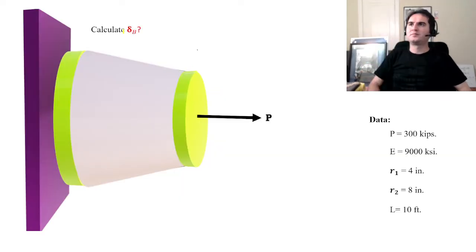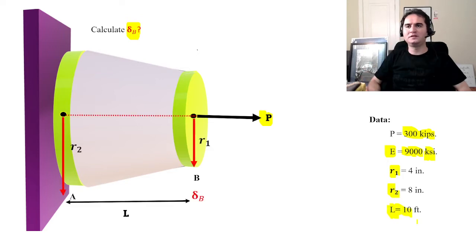We are provided with P equal to 300 kilopounds, and the modulus of elasticity of the system is 9,000 kilopounds per square inch. R1 and R2 are provided, with a length of 10 feet. We want to know what delta B is at the far end from the support. Let's see how we can approach this problem.